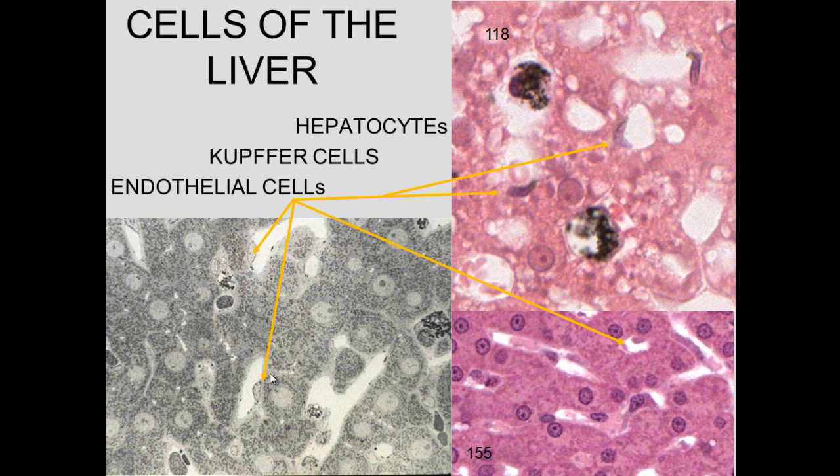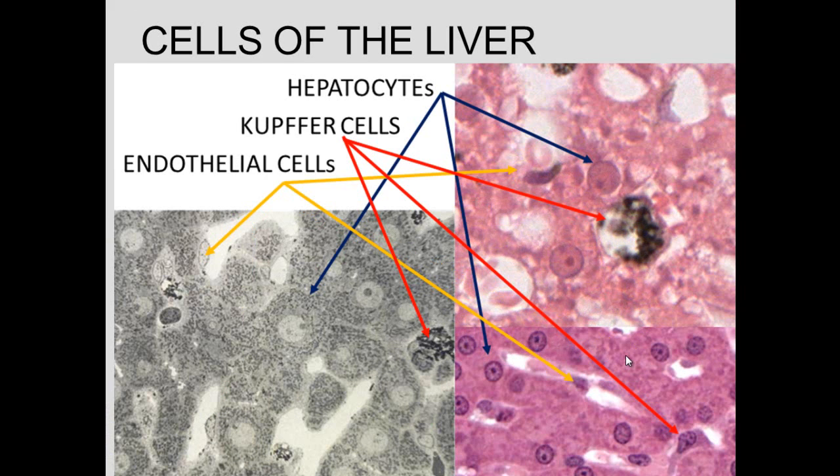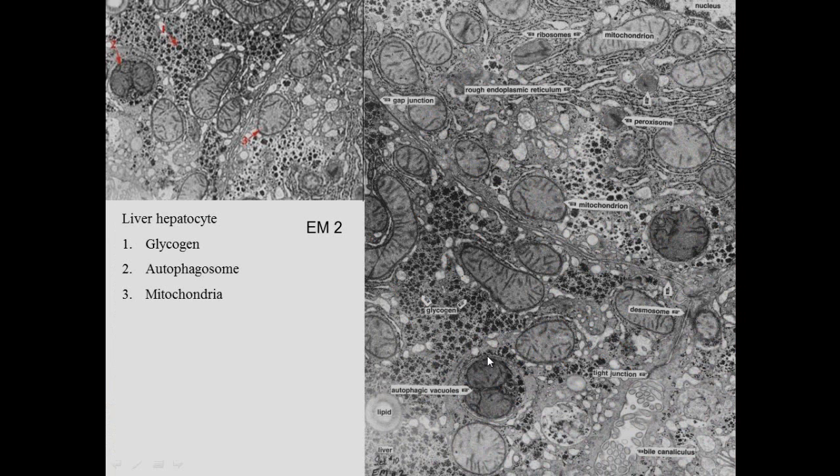And then you have endothelial cells. Those endothelial cells are the additional cells that line the sinuses that are there. You have Kupffer cells and the endothelial cells lining the sinuses. And here you can see them all together: the endothelial cells, the Kupffer cells, and the hepatocyte.